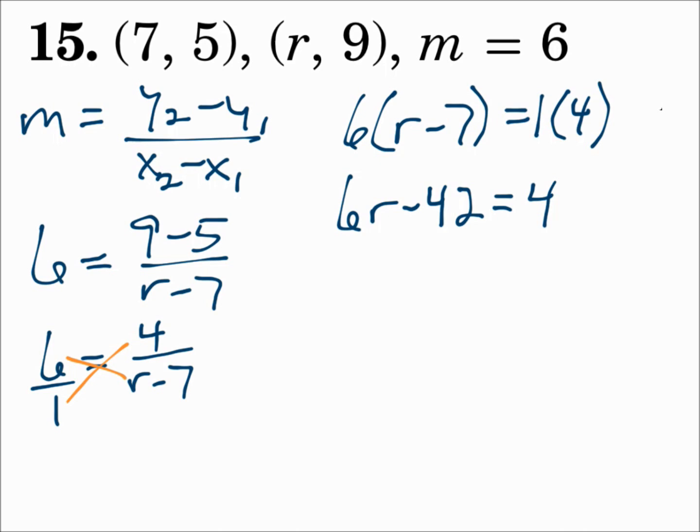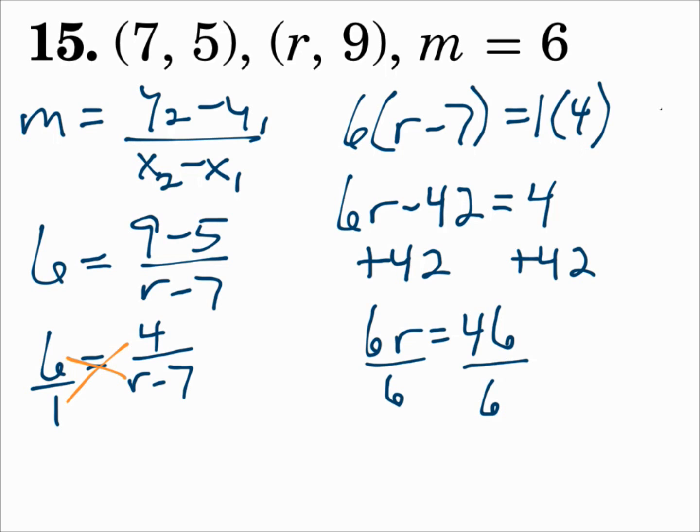Now I'm just left with a two-step equation. Remember, add or subtract first. So let's get rid of the 42. It's being subtracted, so do the opposite and add it to both sides. Negative 42 plus 42 cancels on the left, leaving 6r. And 4 plus 42 is 46. Finally, divide both sides by 6. And r equals, you can simplify that. Those are both divisible by 2, making it 23/3.